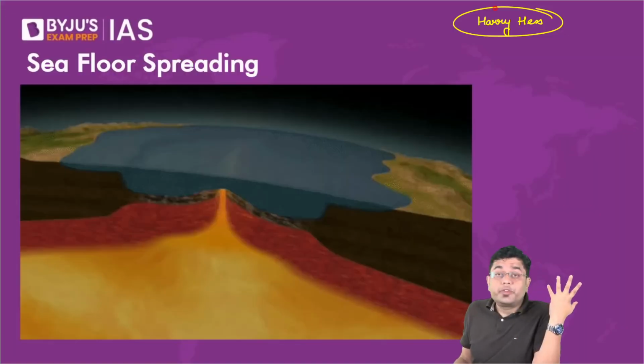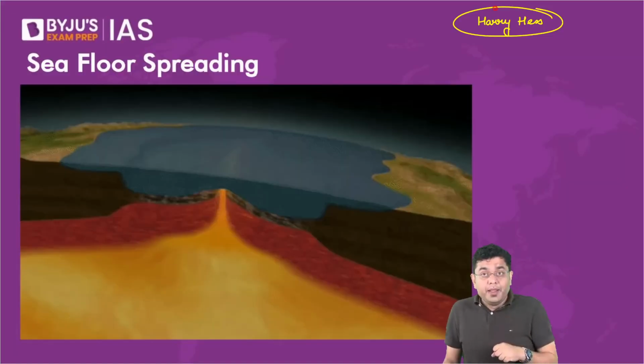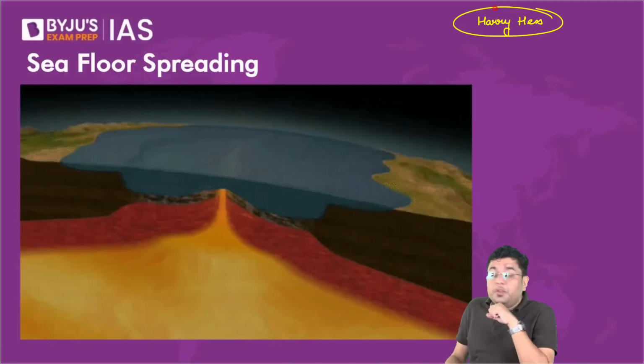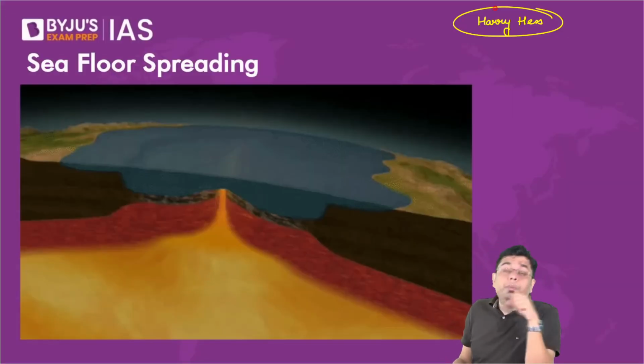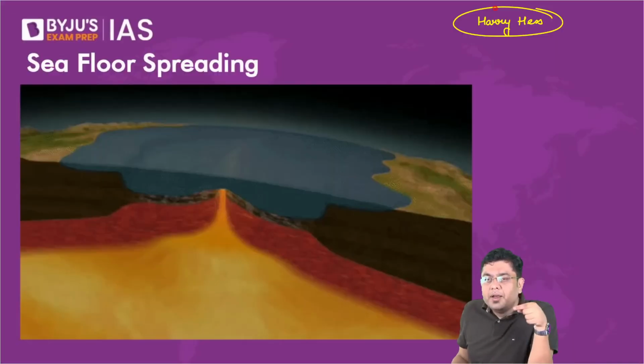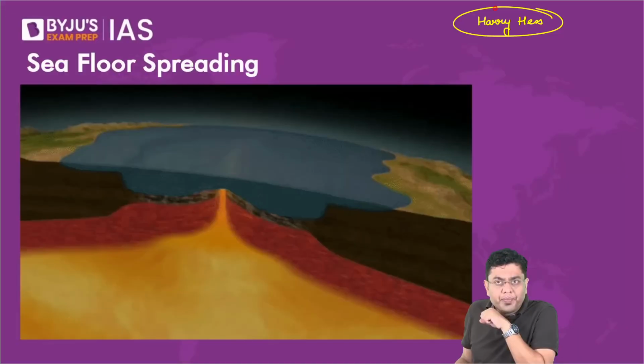Now, this was groundbreaking. Why? Because on land, you find evidences of rocks which are even 3 billion years old. You find evidences of rocks which are 3.2 billion years old, 2 billion years old, 1.5 billion years old. So, how is it possible that at the bottom of the sea you don't have any rock which is older than 200 million years? That means that the Atlantic Ocean has been created only 200 million years back.